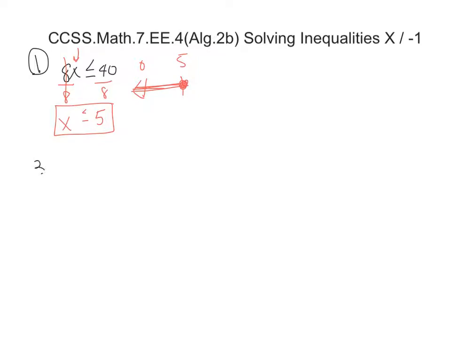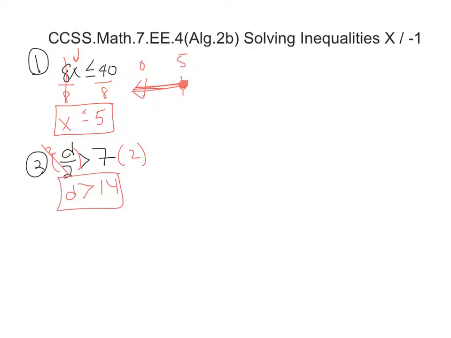Okay. Number 2, d divided by 2 is greater than 7. We're working on the d side, and it's being divided by 2, so we multiply by 2 on both sides for the multiplication property of equality, and we get d is greater than 14. To graph it, we get 0 and 14, and this time 14 is open because it doesn't include it. If it was equal to, it would include it. And it's greater than, so it's going towards the right.